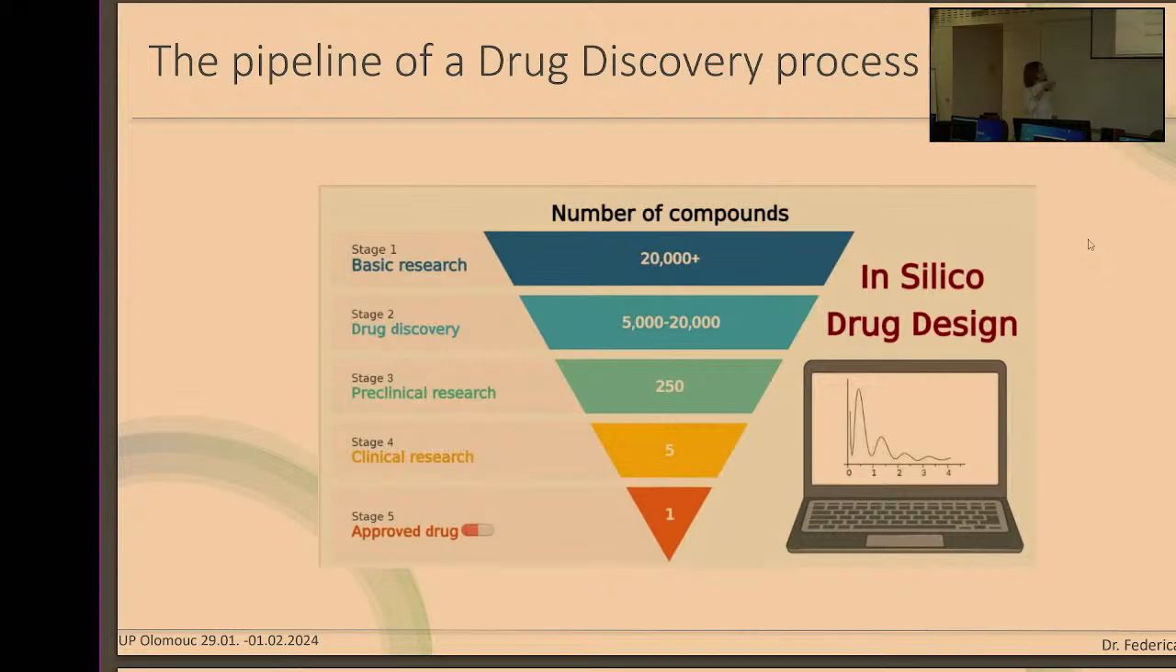At the beginning of the study, we can start with a very huge number of compounds, thousands, but also millions of compounds, so we can start a basic research. Then we can filter our molecules based on their affinity with our target or their physical chemistry properties, and then we can send thousands and hundreds of them into preclinical research, so in vitro assays, and finally we can reach an amount of 5 or so molecules to be sent to clinical trials, and then only one will be approved.